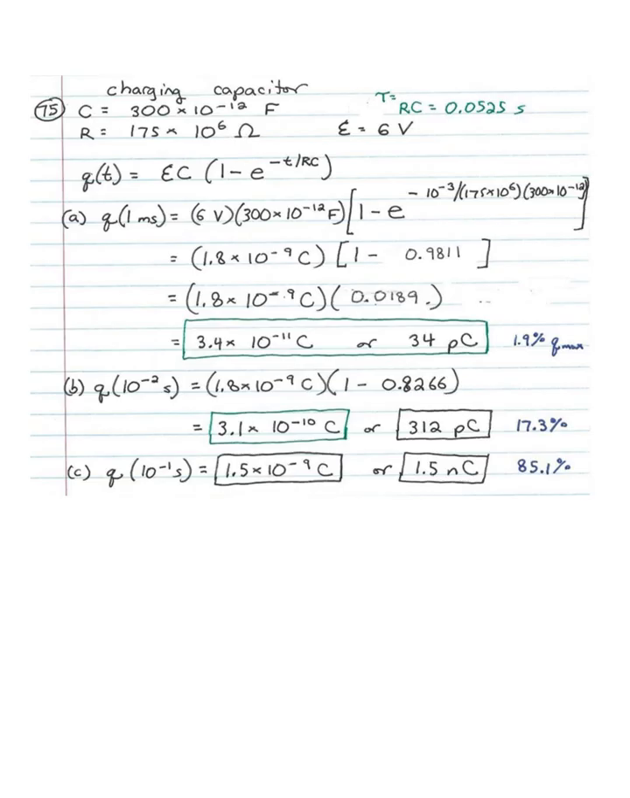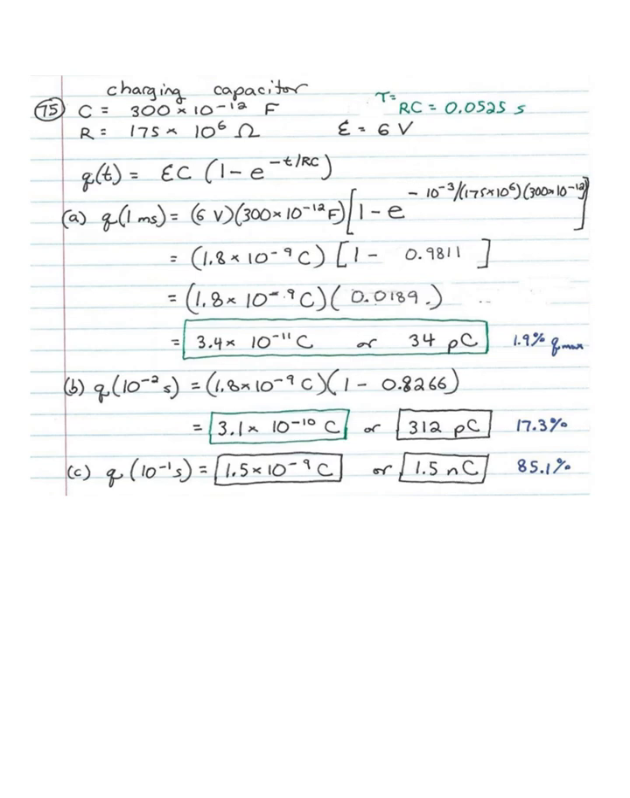Number 75. A 300 picofarad capacitor, initially uncharged, is in series with a 175 mega ohm resistor. The series combination is then connected across a 6-volt battery. Find the charge on the capacitor after these given amounts of time.